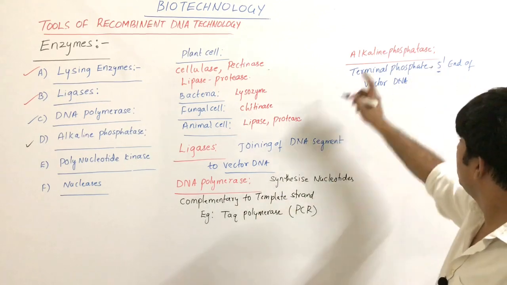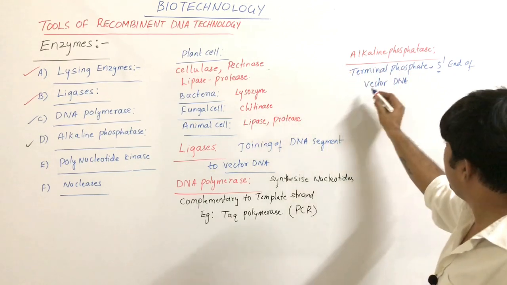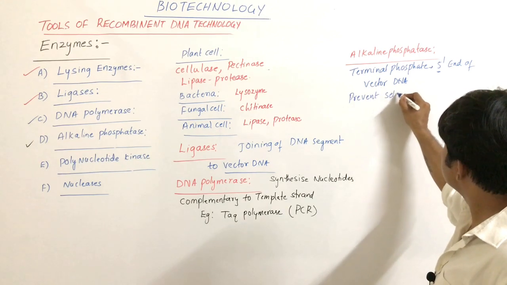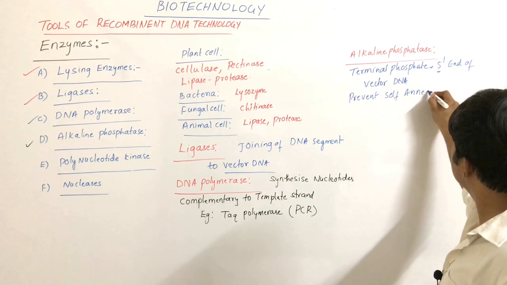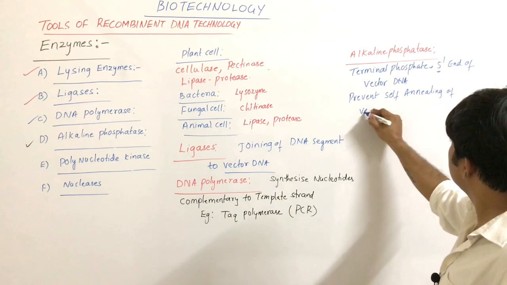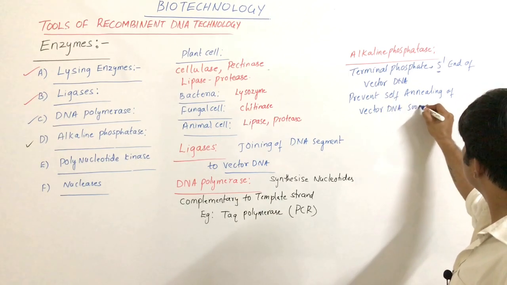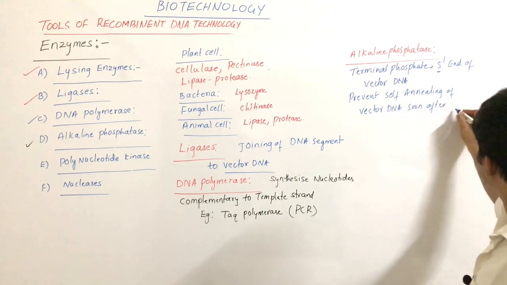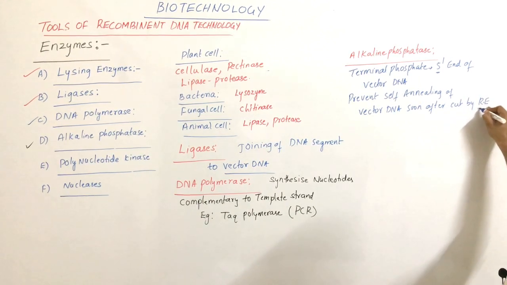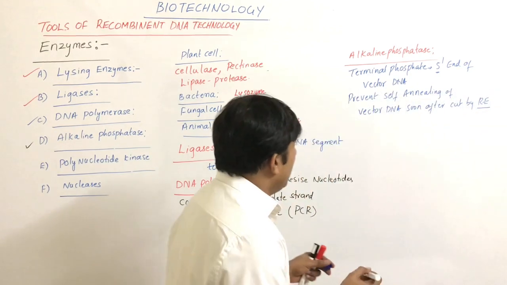This is because removal of phosphate from the 5' end prevents self annealing of vector DNA soon after it is cut by restriction enzymes.